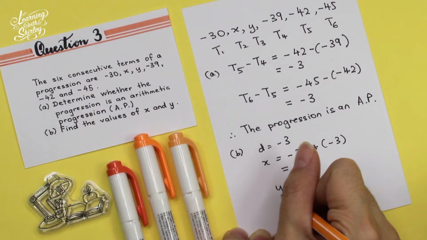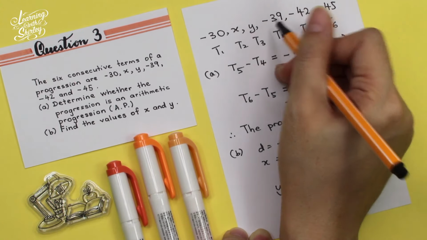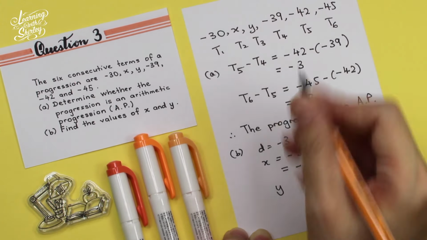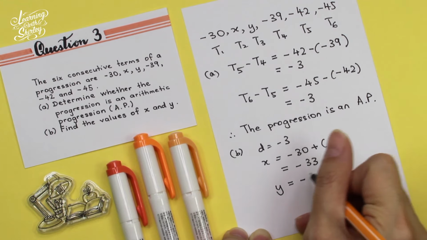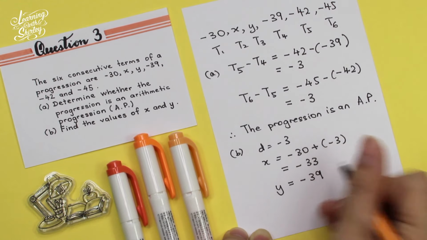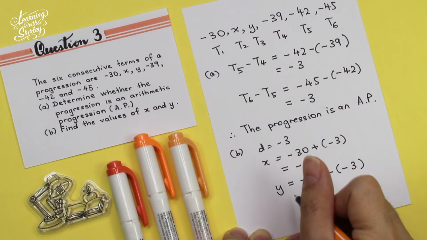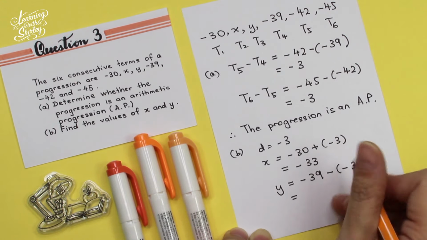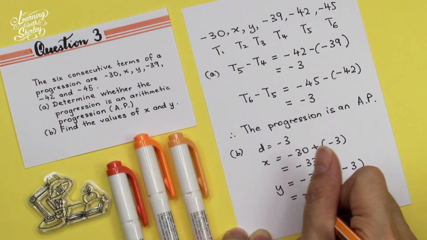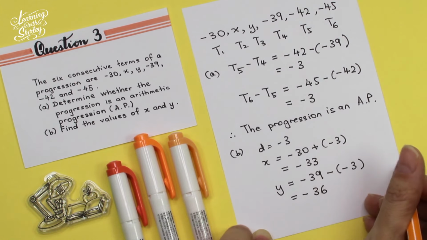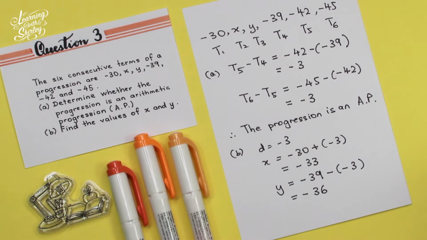To find y, so y is here, I'm going to use negative 39 minus D. So negative 39 minus D, which is negative 39 plus 3, which is negative 36. So this is the answer.